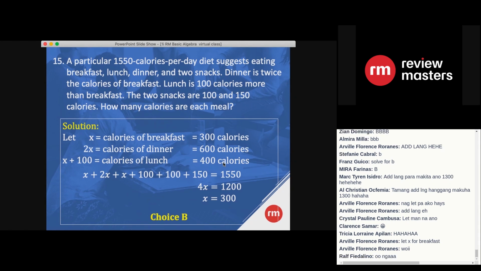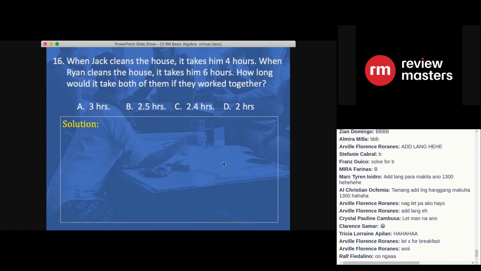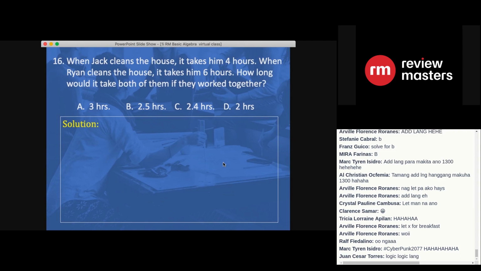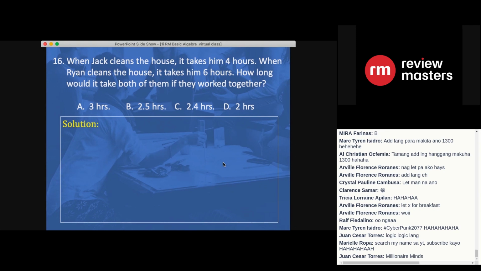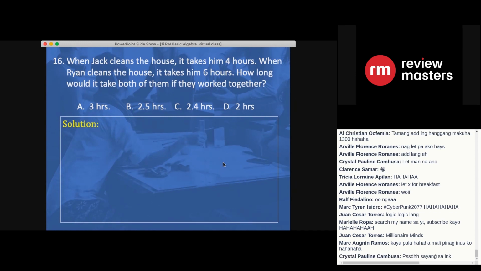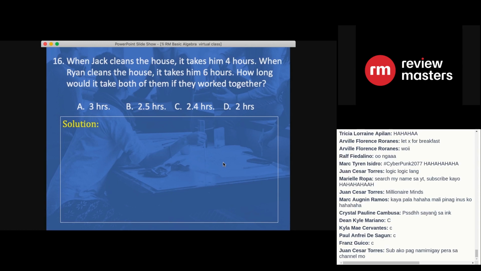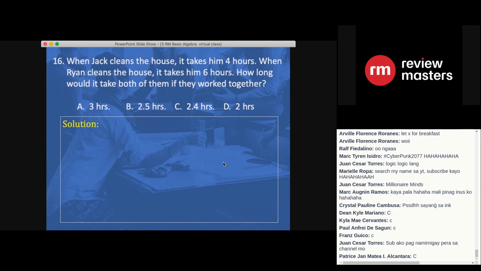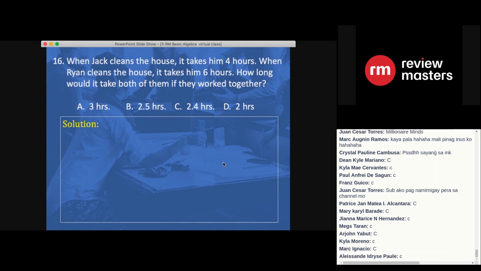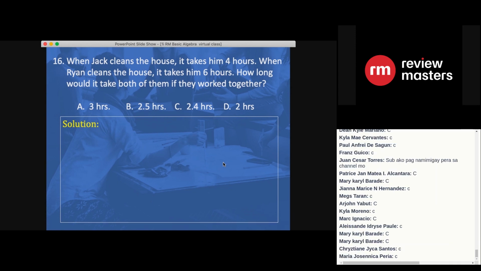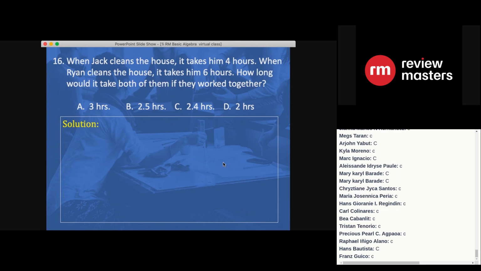Almost all of you got it right. Okay. How about this one? Number 16. What is the answer in number 16? Anyone? Please key in your answer. C. Okay. Almost all of you, I don't see any answer that is not C. Your answer is C. Okay, let's see.